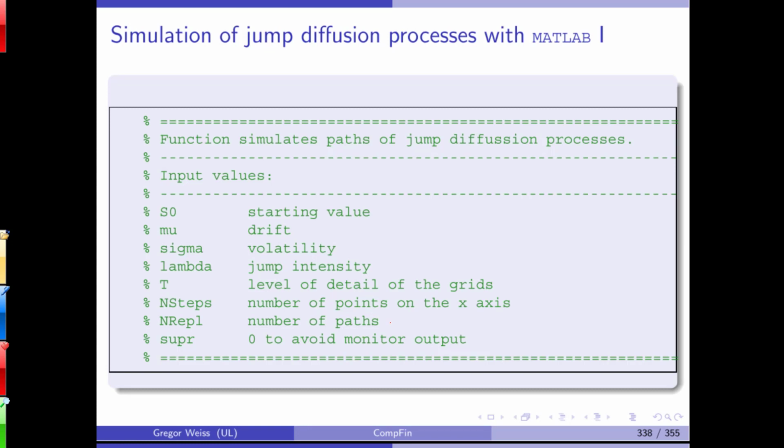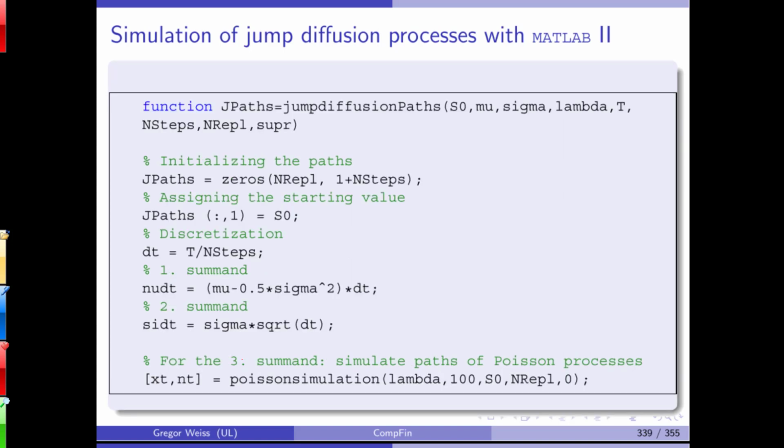Let's do this in Matlab. We need a starting value, we need the parameters mu, sigma, lambda, t, the number of points on the x-axis, so how many steps into the future we want to simulate the path, and the number of paths. If we want to simulate 10,000 paths, then nREPL will be 10,000, and we don't want any output on the monitor when we do it.